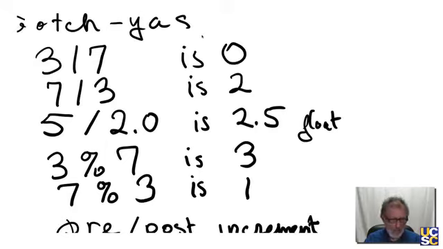Finally, the modulo operator: you have to familiarize yourself with it if you haven't used the idea of modulus for a while. That's just what a remainder is in an integer divide. So 3 modulo 7, the remainder would be 3, or 7 modulo 3, the remainder would be 1.